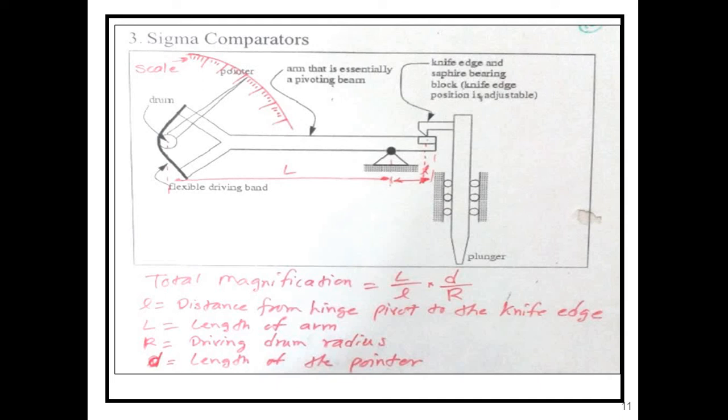This is the phosphor bronze driving band. That band is running over this drum, whose radius is small r, and the length of the pointer which is attached to this drum is shown here. So as the plunger moves up and down, that small movement is magnified with this linkage, and finally it is magnified and shown. As the plunger moves here, the pointer also moves. So if you draw this type of sketch, that is also acceptable.